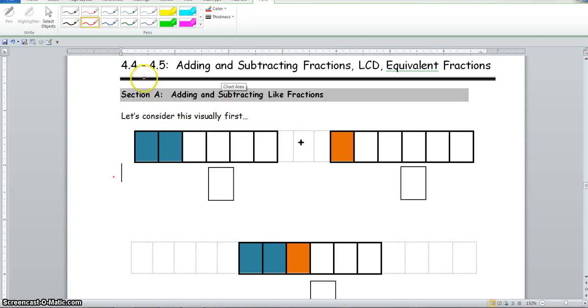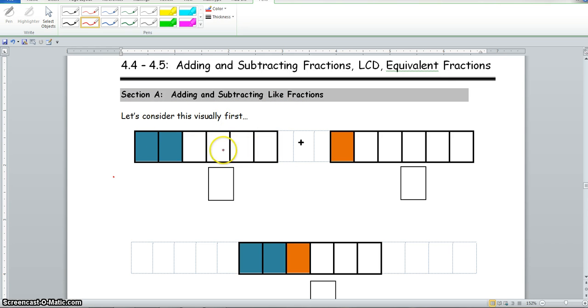Hello class, we're starting section 4.4 to 4.5, adding and subtracting fractions, LCD, which stands for least common denominator, and equivalent fractions. Section A, adding and subtracting like fractions. Let's consider this visually first.